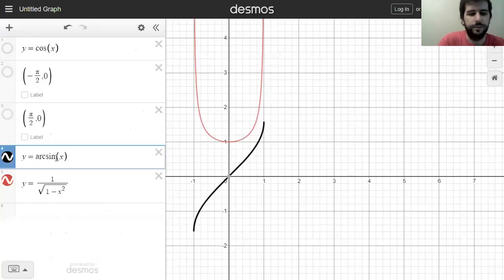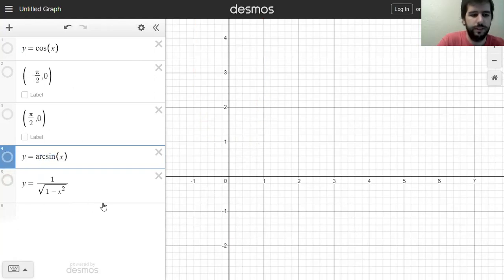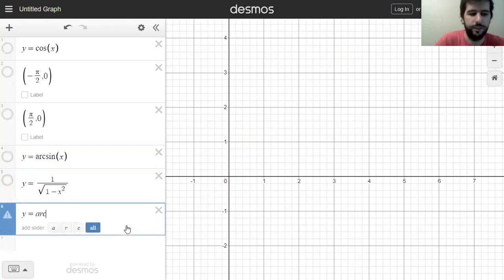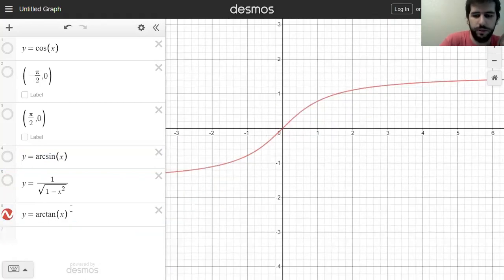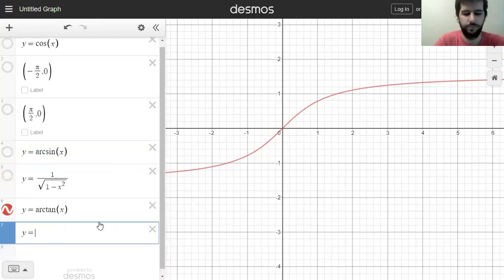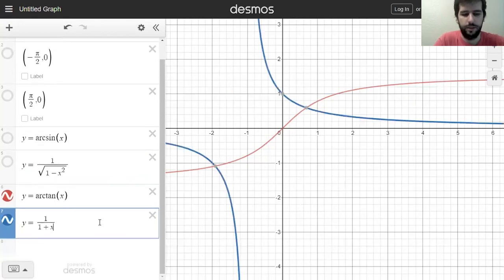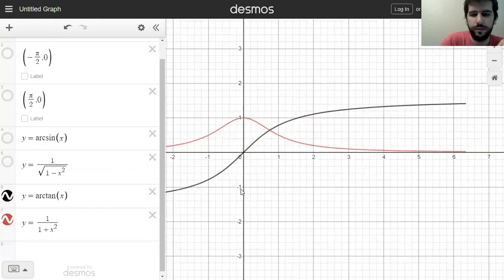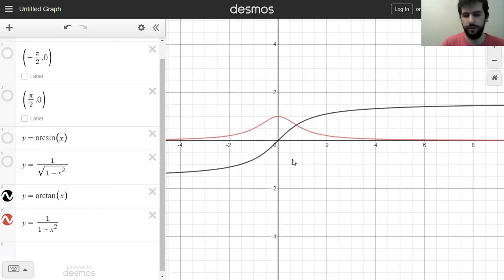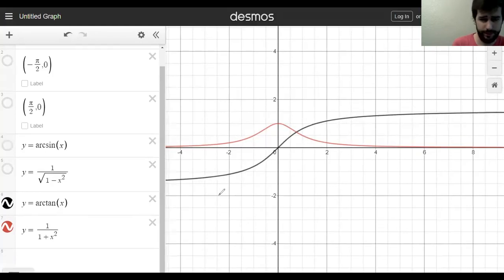If I take y equals arctan, very quick, what is the domain of arctan? The domain of arctan is the range of tangent, which is all real numbers. And then the derivative is 1 over 1 plus x squared. Before, this was black and the derivative was red. So the black one is arctangent, and the red one is its derivative. The domain of both is every number, so arctan has a derivative everywhere.